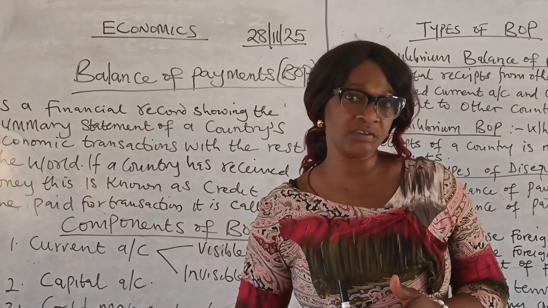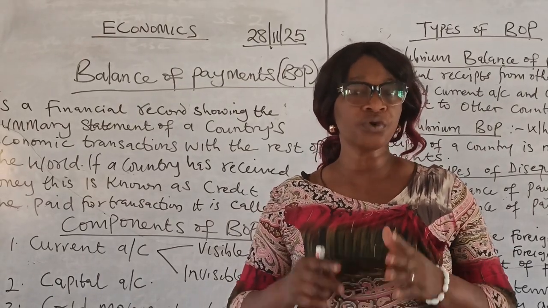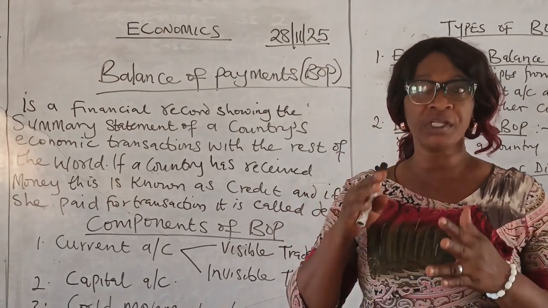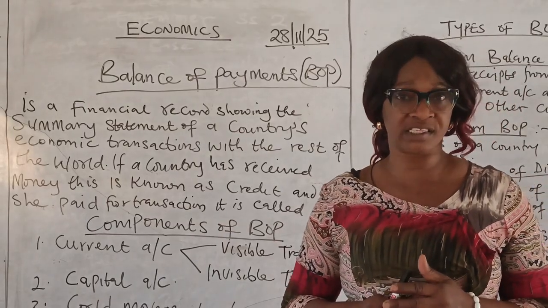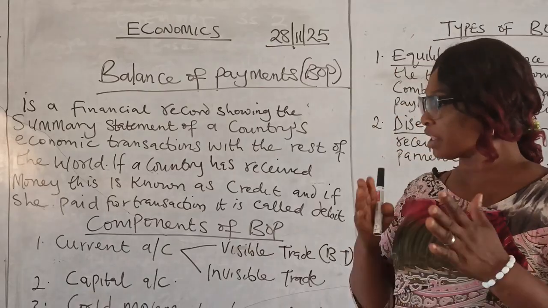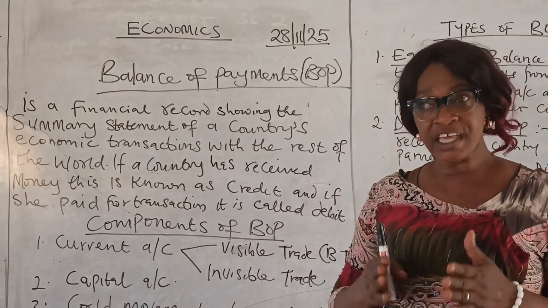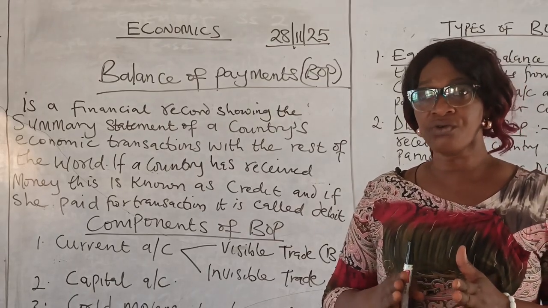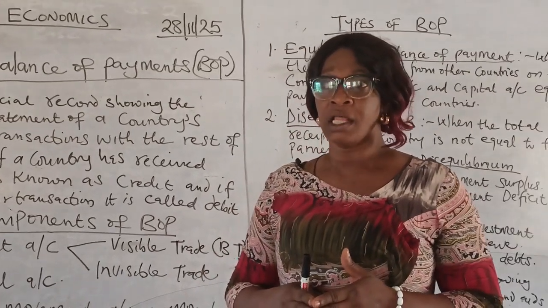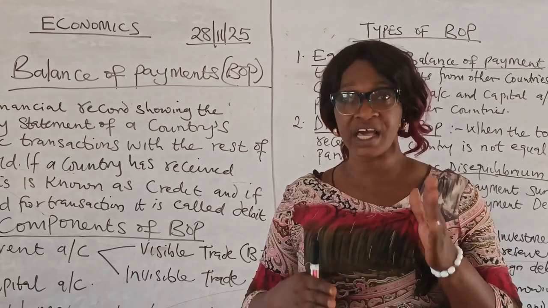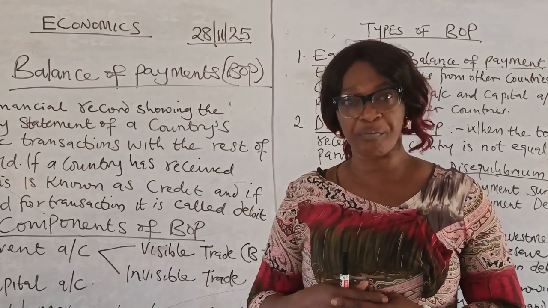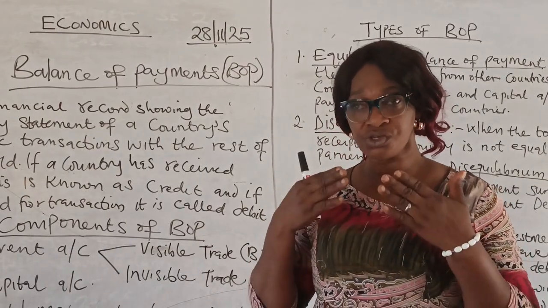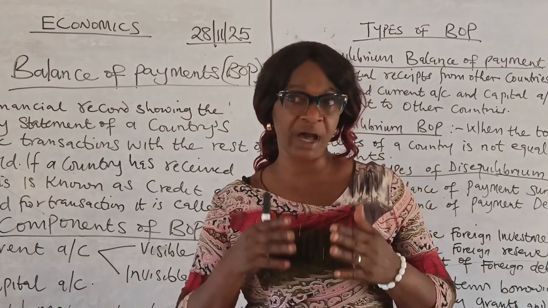At the end of this lesson, you are expected to, one, define balance of payments. Two, identify the components of balance of payments. Three, outline the types of balance of payments. Number four, explain the methods or ways of financing deficit balance of payments. And finally, number five, solve the mathematical aspect of balance of payments.